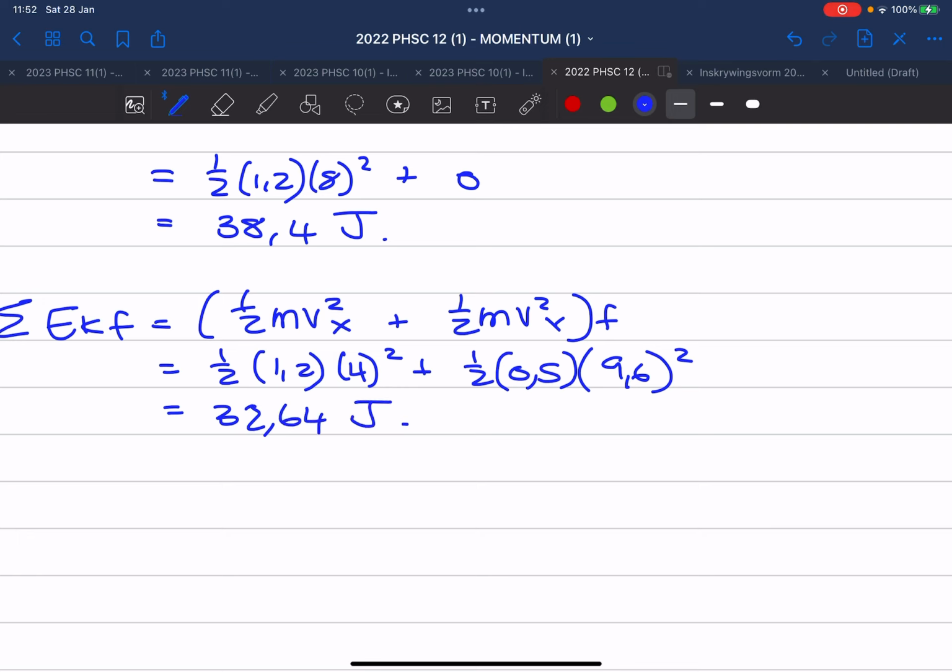So is the collision elastic or not? No, onelasties. Man, potato.